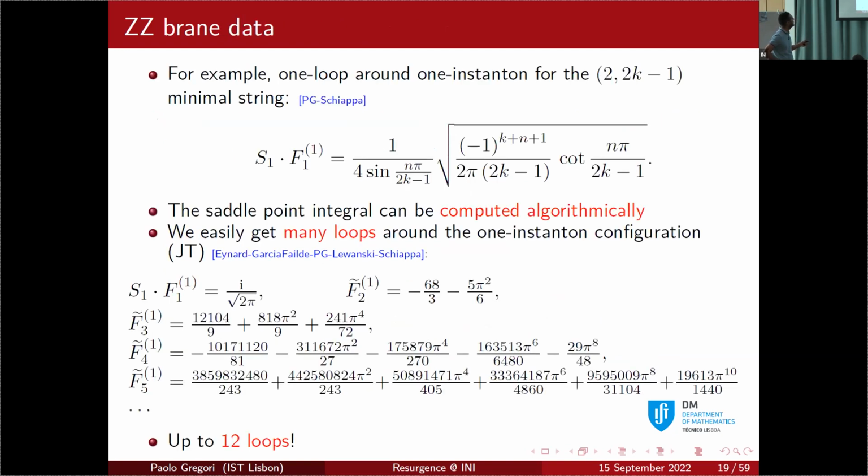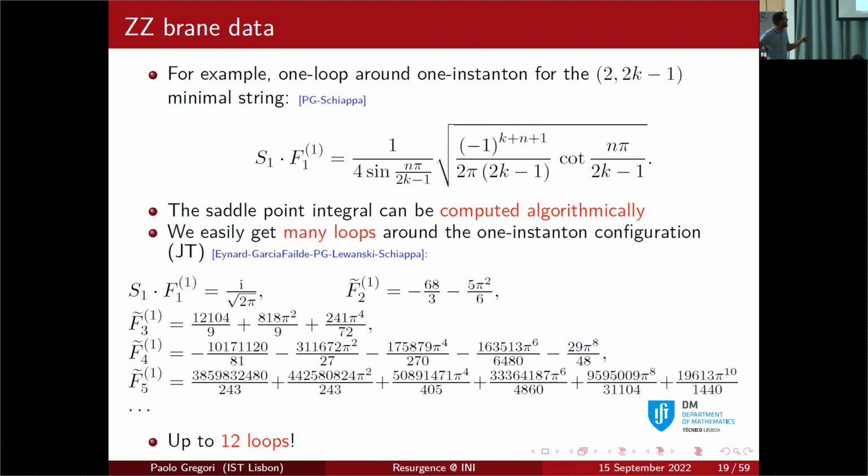With this technique, we are able to, for example, compute the one loop around one instanton for all (2,2k-1) minimal strings and for all saddles. So n, as usual, labels the non-perturbative saddle we are considering. But we can do much more, actually, because the saddle point integral is something you can throw in Mathematica and let Mathematica compute for you.